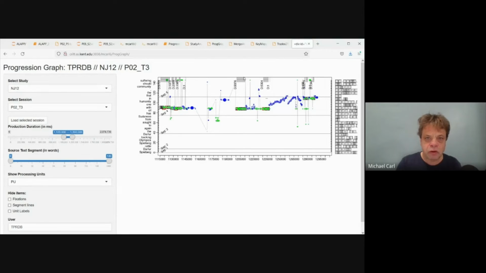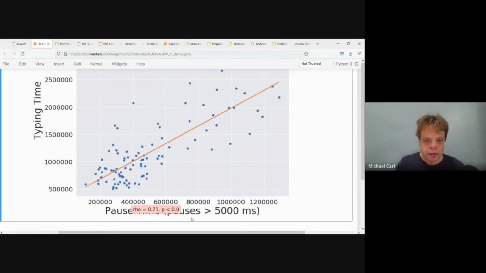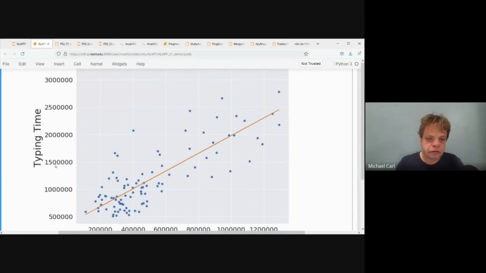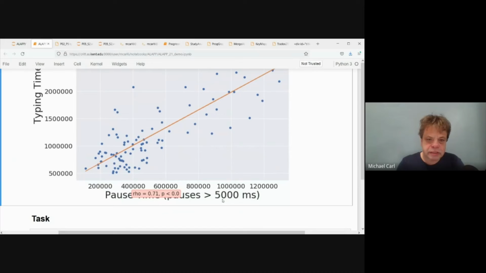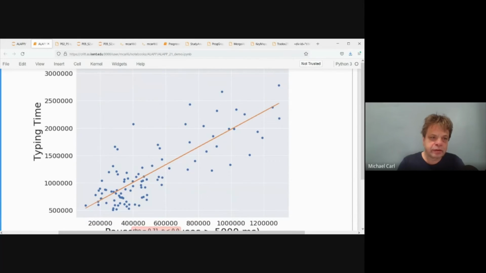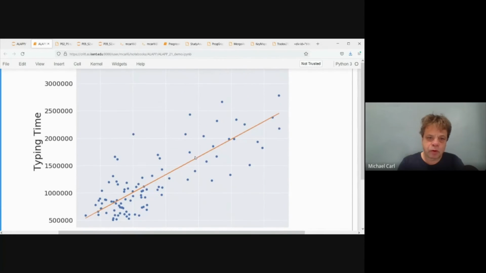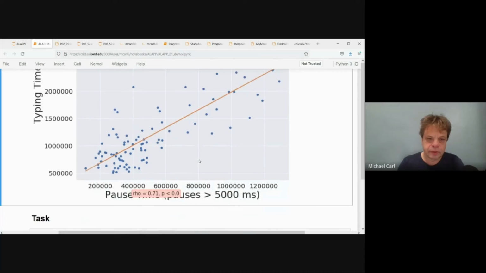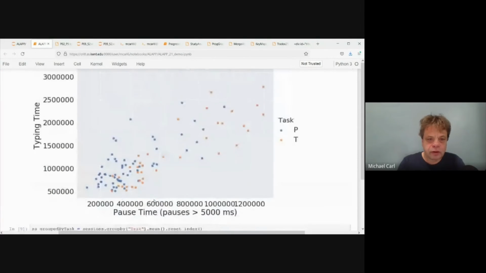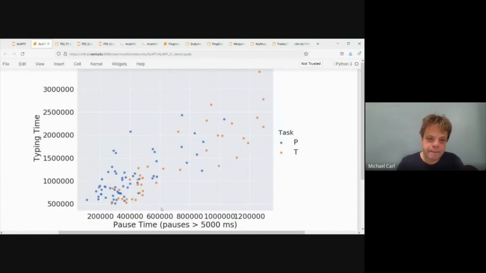And if we look only into these typing bursts, the total typing time and the pauses longer than 5 seconds, then we can see that the time increases if the number of pauses also increases, with a quite high correlation here. We can also look into the typing time.